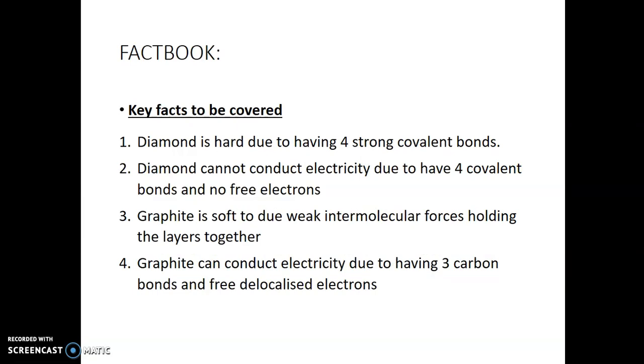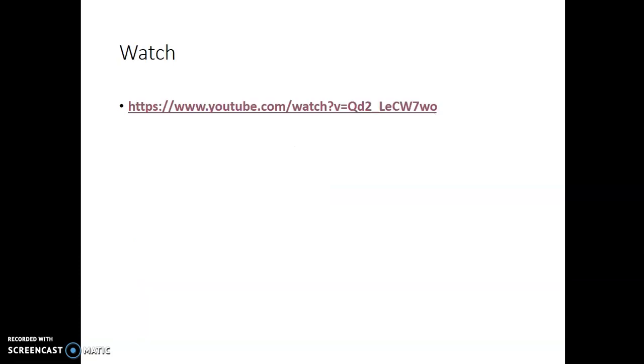So, moving on, the facts from the fact book that you're covering today are looking at some specific covalent structures, very specifically diamond and graphite, and there are some key points you need to know about them and to a certain extent be able to explain about them, which you will be able to by the time we finish this video. So, there's a little video clip there.